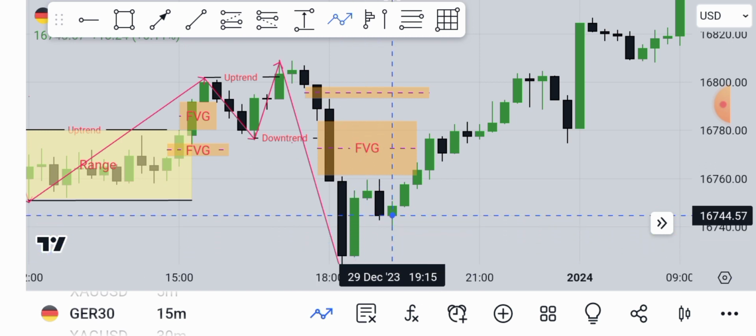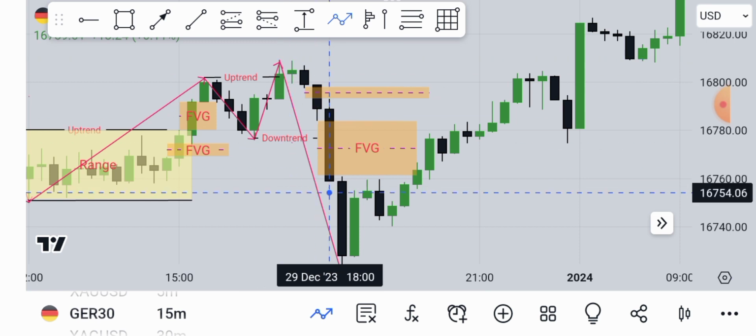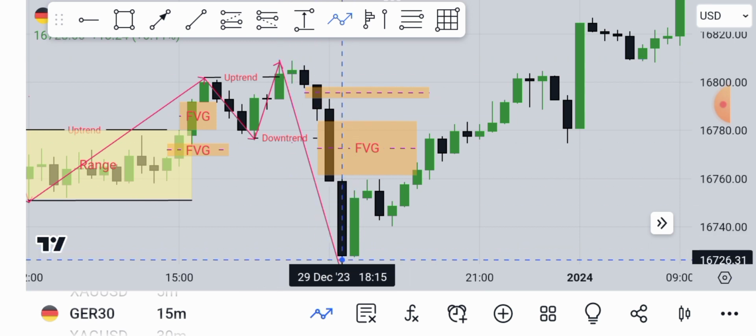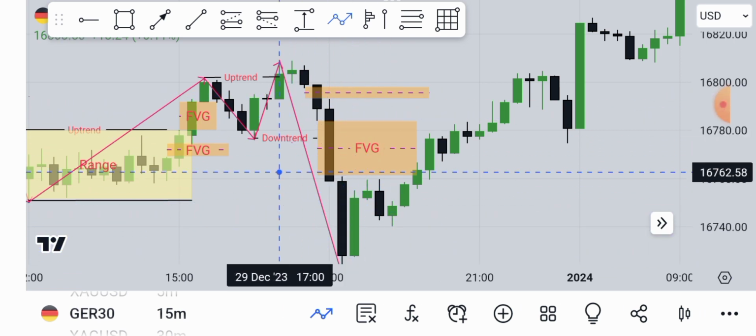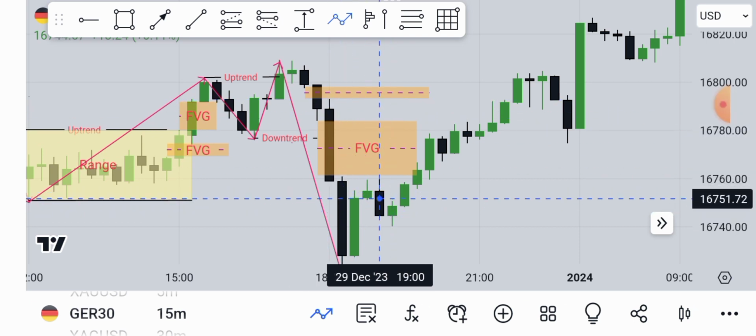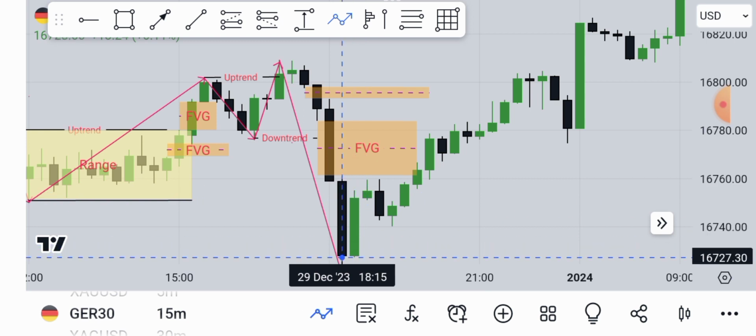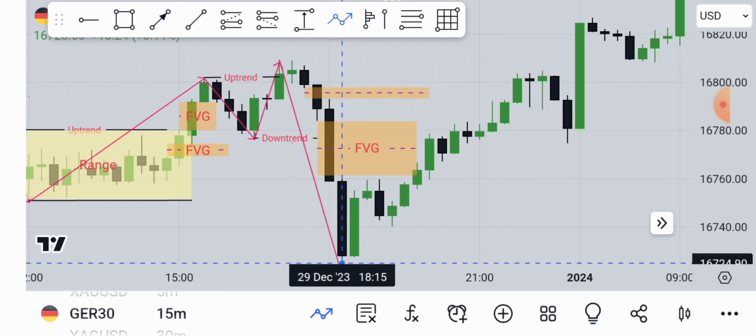goes back very slowly. As you can see, it was dropping very fast. So dropping very fast meaning it's a what? It's an impulsive movement. Now the candles formed to fill this FVG are bullish, bearish and bullish. So which means this is now our correction move to correct this movement.